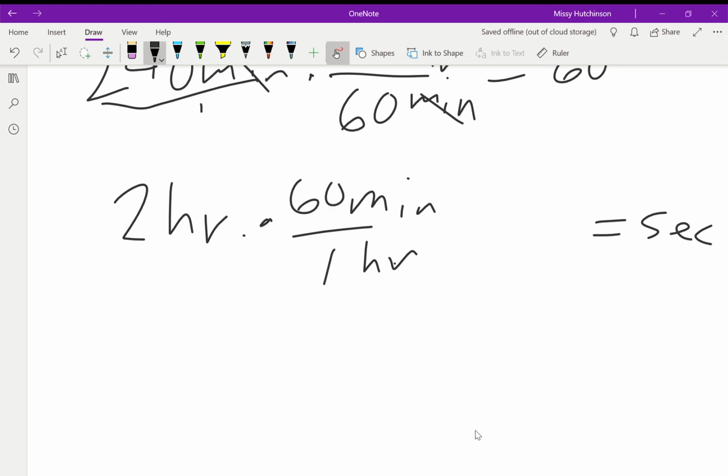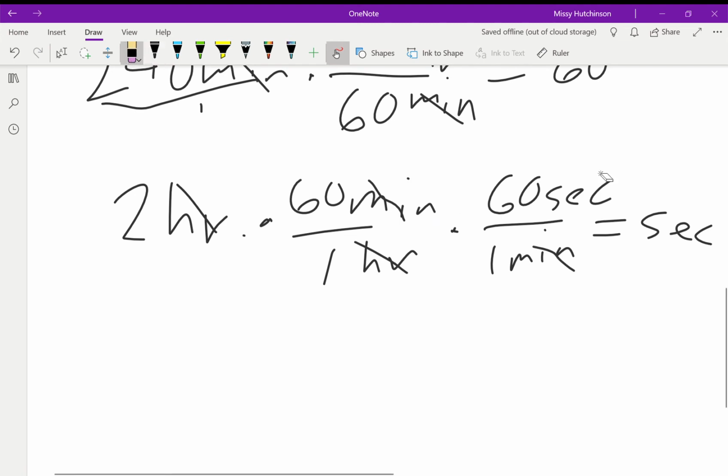So I don't necessarily know hours to seconds. I don't know that direct relationship. But I do know that 1 hour is 60 minutes. But if I were to cancel out those hours, I'm still left with minutes, and minutes is not my goal. Minutes is not seconds. So I'm going to add another unit in here. I know that 60 seconds is equal to 1 minute. And so I've created a chain here. And all of the things that I didn't want, the hours and the minutes, are canceling, I'm left with seconds.